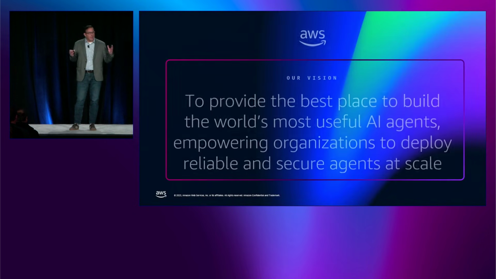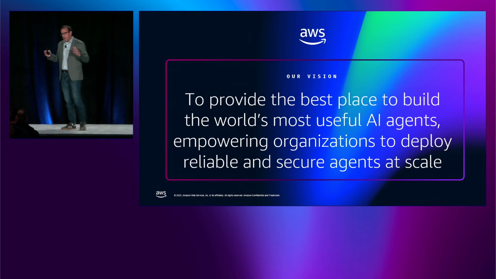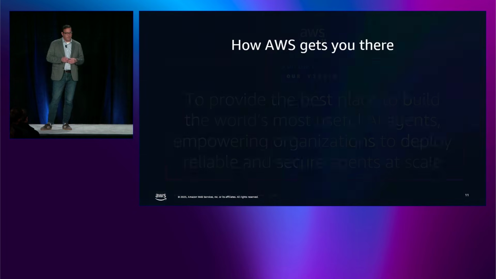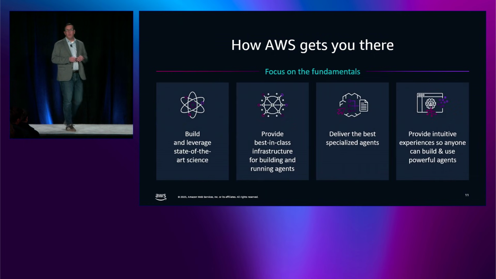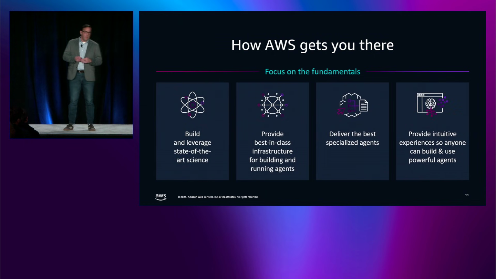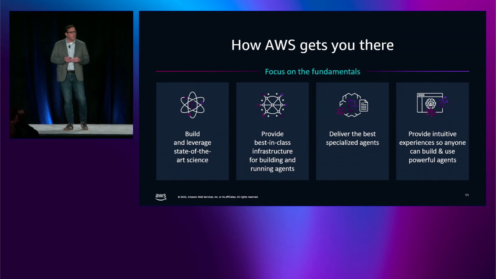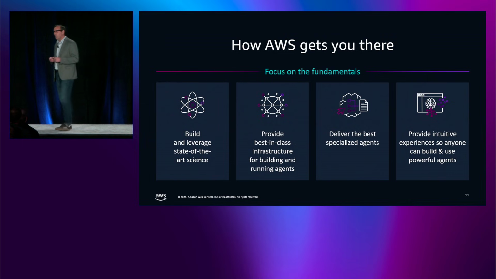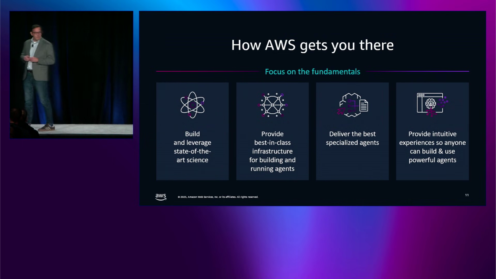And that's why at AWS, we really want to be the best place to build the world's most useful AI agents. We want to empower you to deploy these agents reliably and at scale. And we're going to do this with 4 fundamental pillars. The first is building on state-of-the-art science. And this is in our own first-party models, such as Nova, frameworks such as Nova Act, or partners, giving you model choice from companies such as Anthropic.